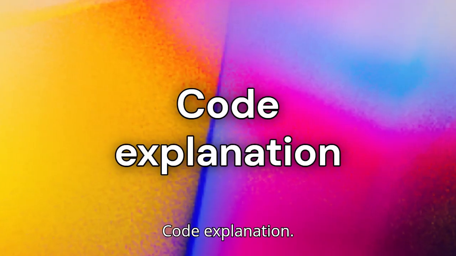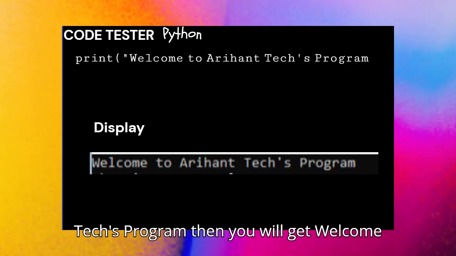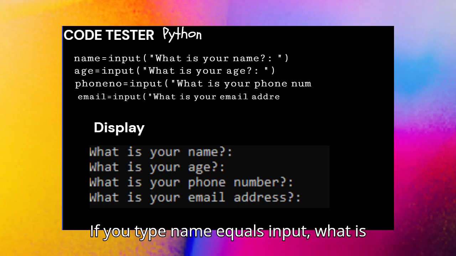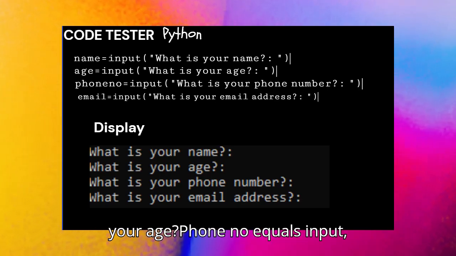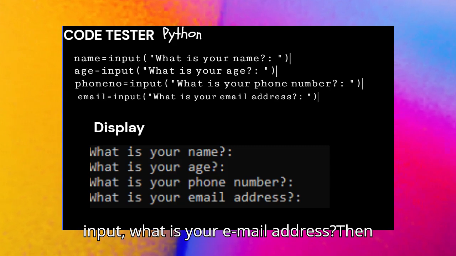Code explanation. If you type print("Welcome to Arihant text program"), then you will get Welcome to Arihant text program. If you type name = input("What is your name?"), age = input("What is your age?"), phoneno = input("What is your phone number?"), email = input("What is your email address?")